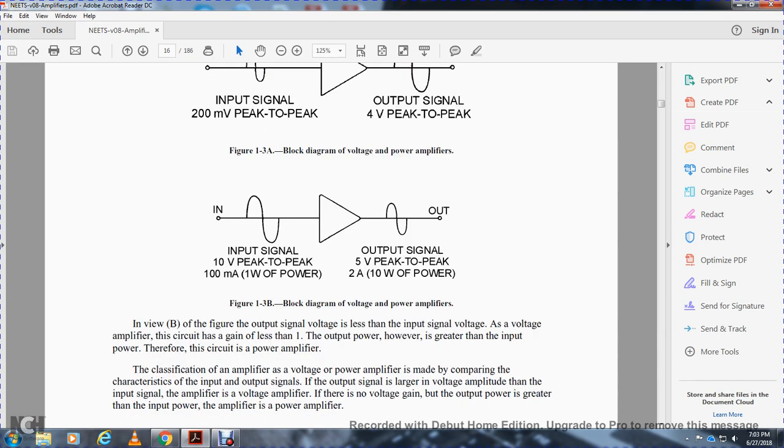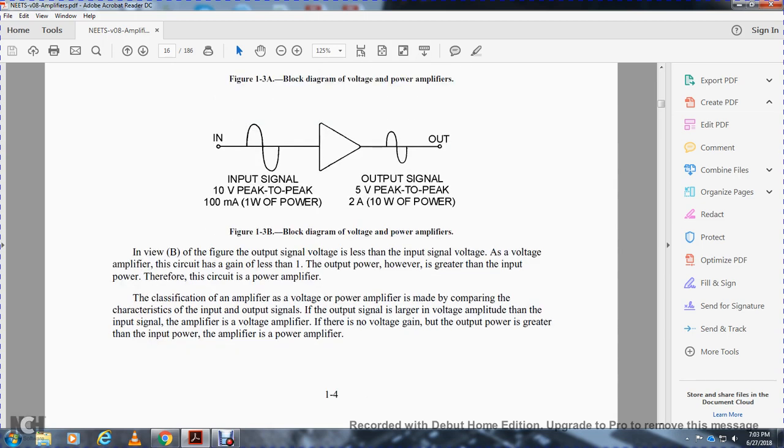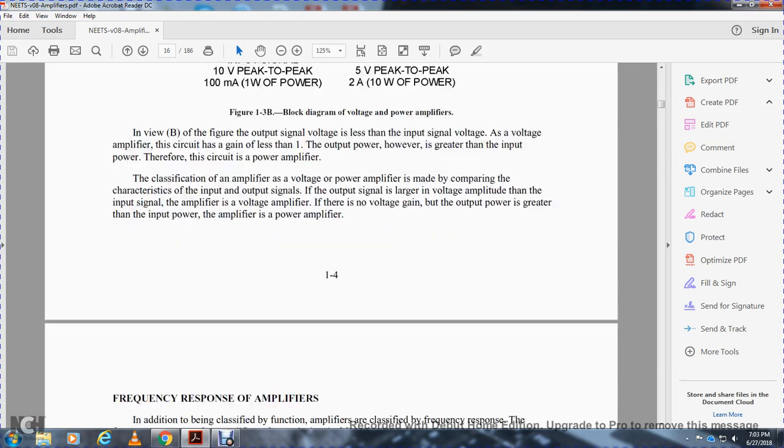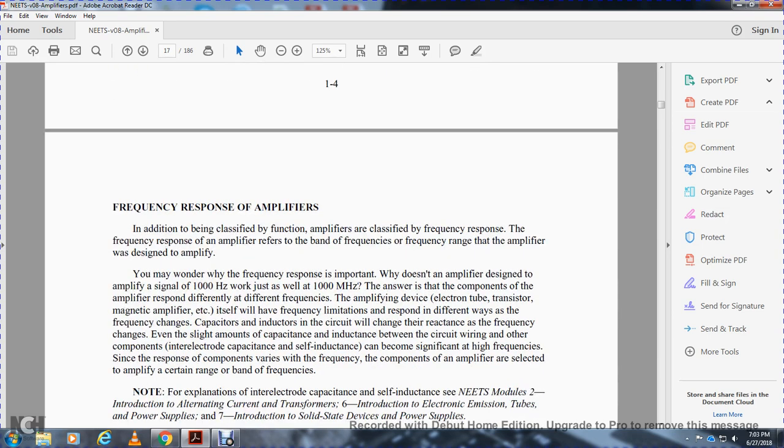In view B of the figure, the output signal voltage is less than the input signal voltage, so the voltage gain of the amplifier circuit is less than 1. The output power, however, is greater than the input power, therefore the circuit is a power amplifier. Classification of an amplifier as a voltage or power amplifier is made by comparing the characteristics of the input and output signals. If the output signal is larger in voltage amplitude than the input signal, the amplifier is a voltage amplifier. If there is no voltage gain, but the output power is greater than the input power, the amplifier is a power amplifier.